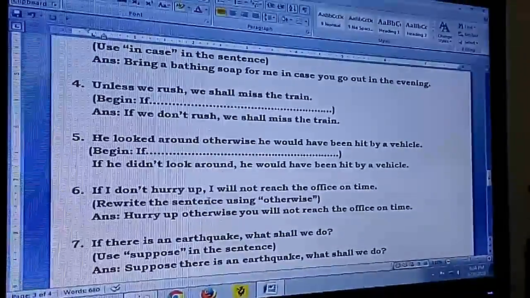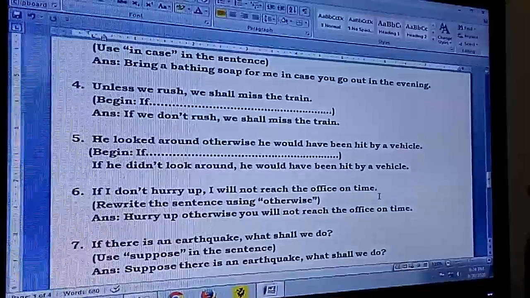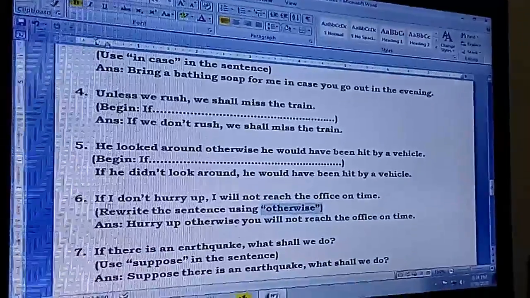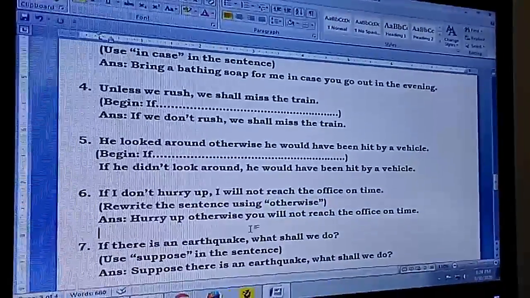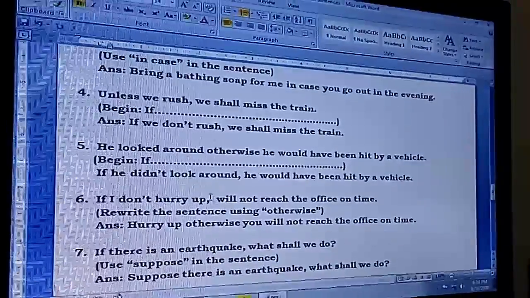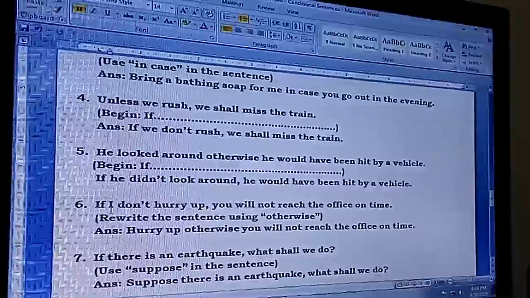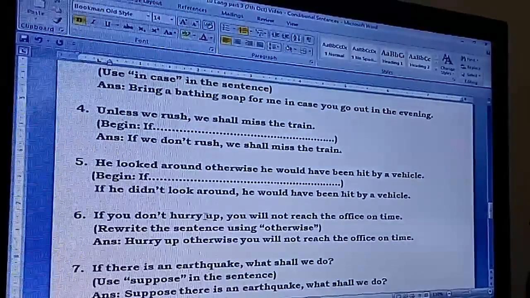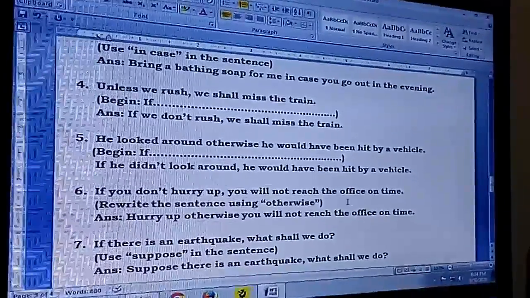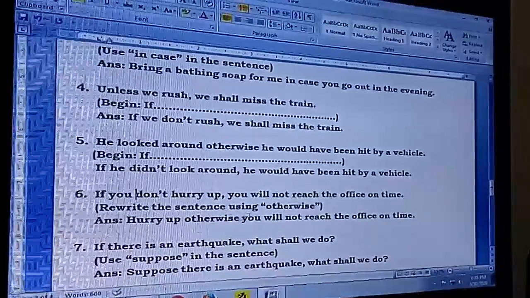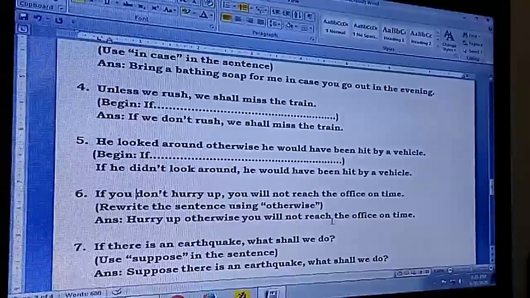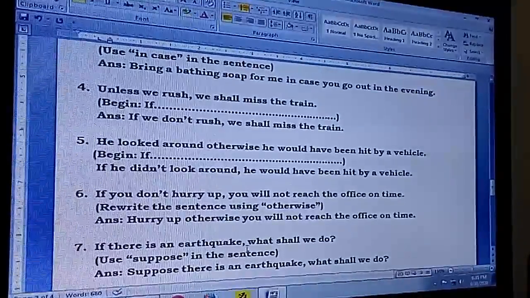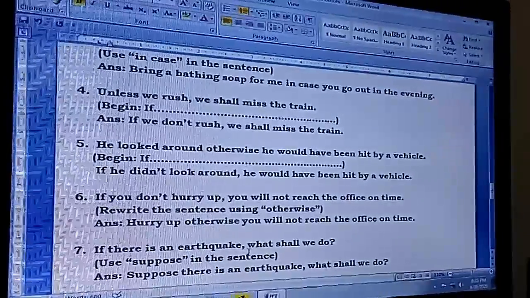If I don't hurry up, I will not reach the office on time. So we have to use otherwise. So you have to make it a positive sentence. If you don't hurry up, you will not reach the office on time. Sorry, it should be not I, it should be you. So your answer, rewriting the sentence using otherwise: Hurry up, otherwise you will not reach the office on time. So if you don't hurry, you will not. Hurry up, you will. This is how the understanding goes.